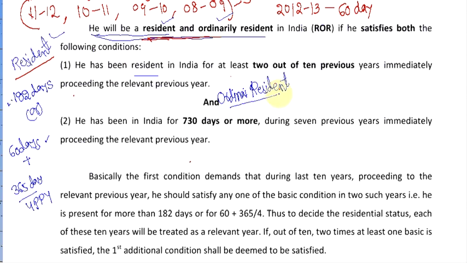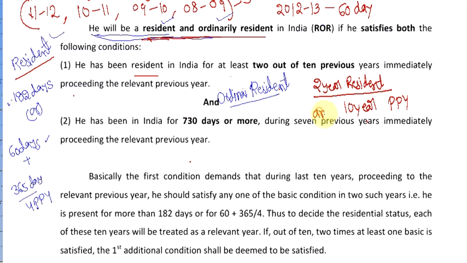To become an ordinary resident, first he must become a resident. After that, we will calculate whether he is an ordinary resident or not. The first point is that for at least 2 years he must be a resident out of the 10 years immediately preceding the relevant previous year.